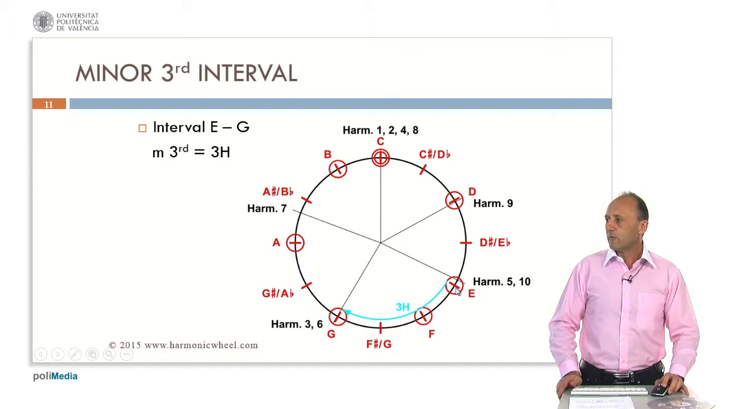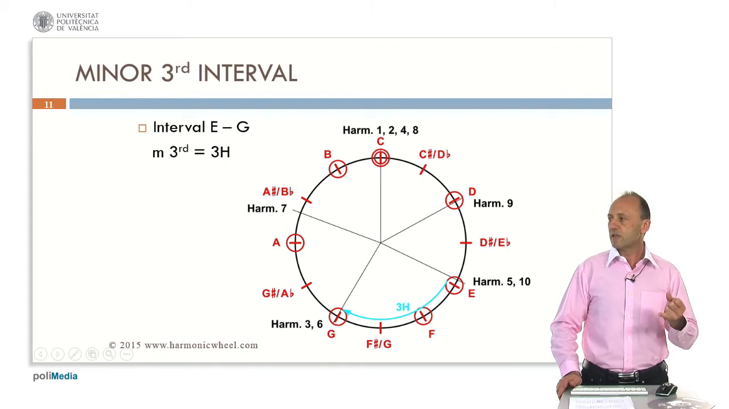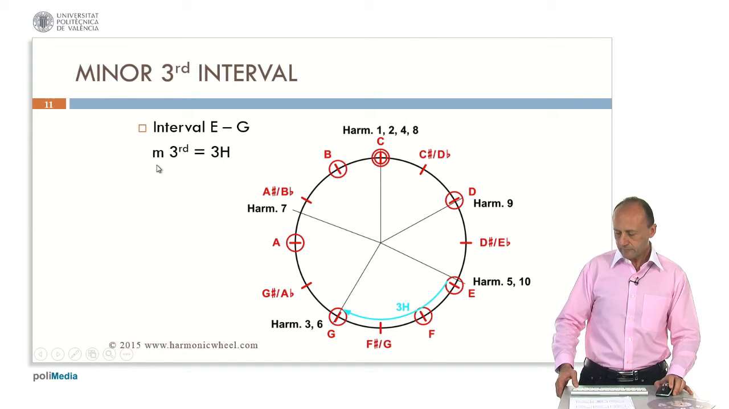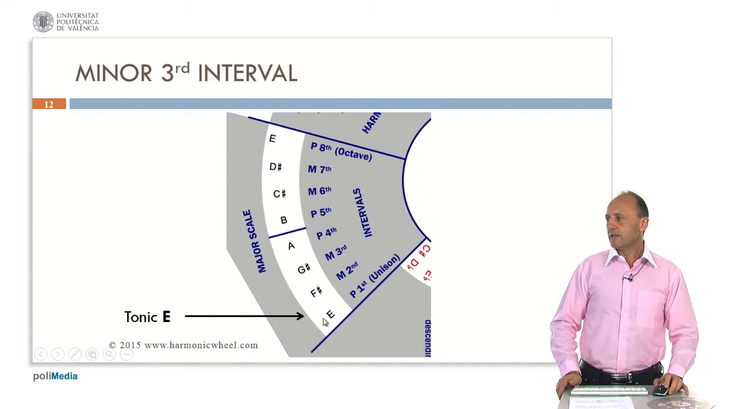The interval from E to G, the other two harmonics, has 3 notes, E, F, G, so it is a third, but it has 3 half steps, 1 less than the major third, so this is called a minor third interval. We can verify this by going to the E major scale, and here we have the intervals from the tonic, and from E to G sharp we have a major third. So from E to natural G we have a minor third.